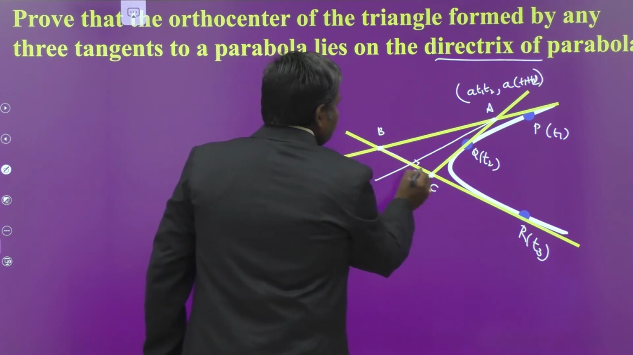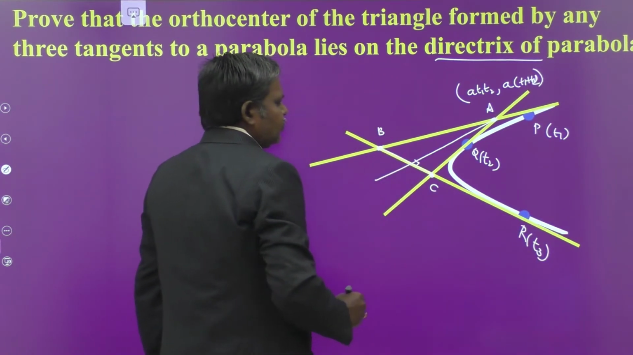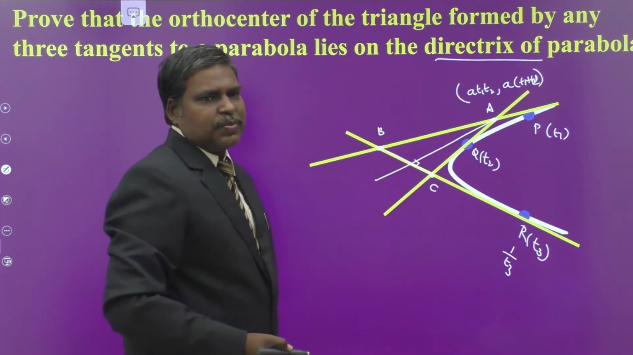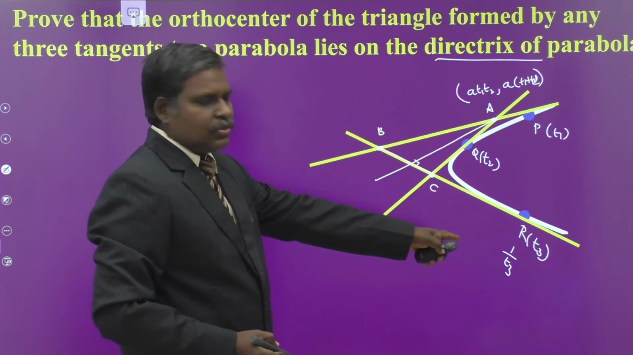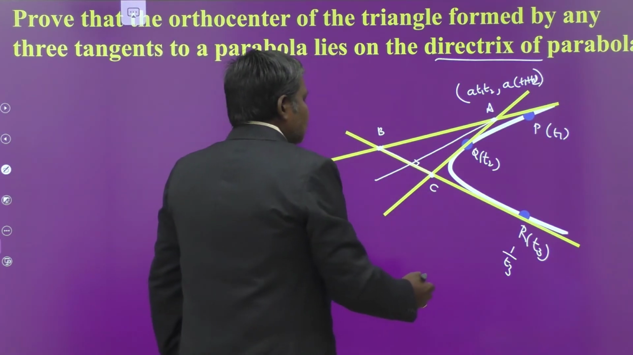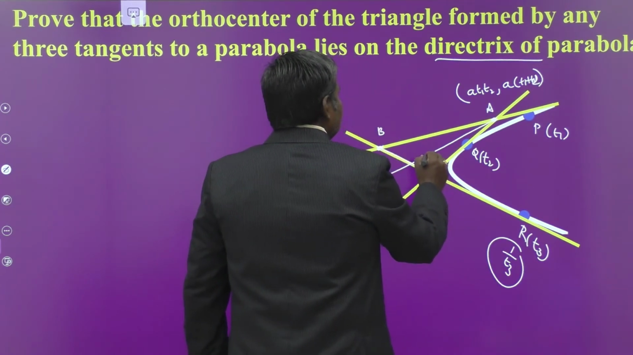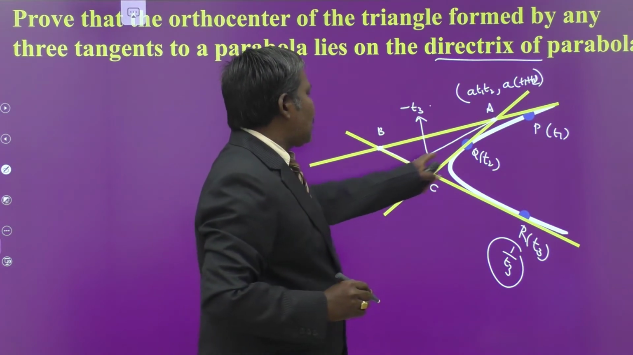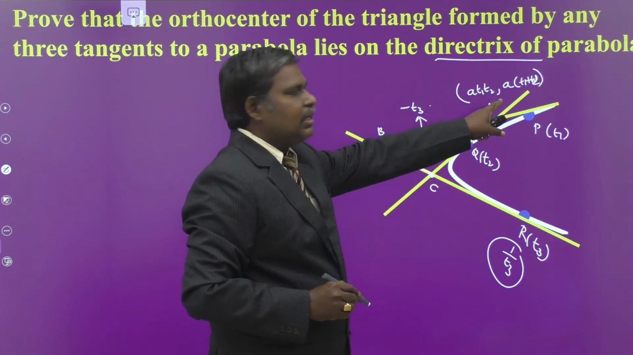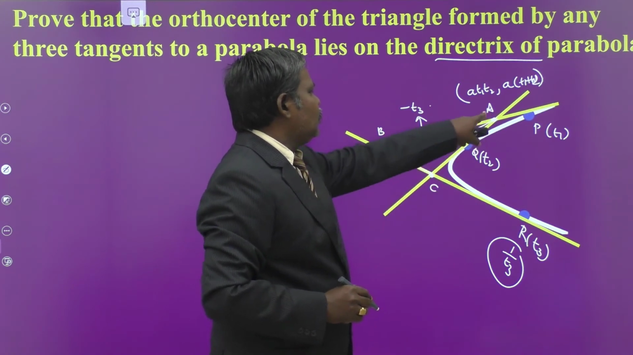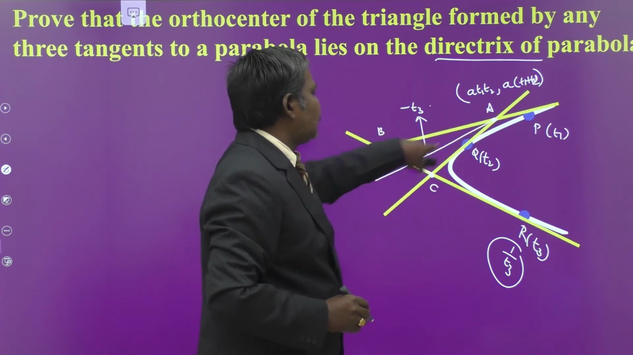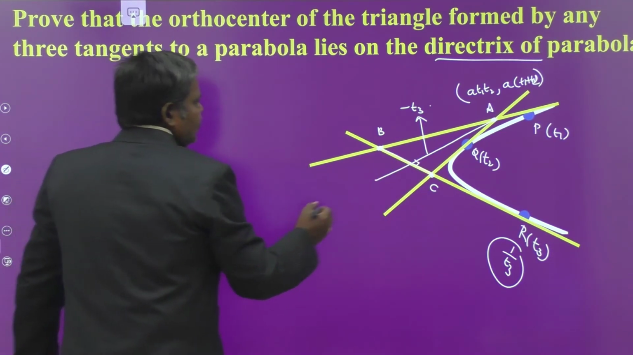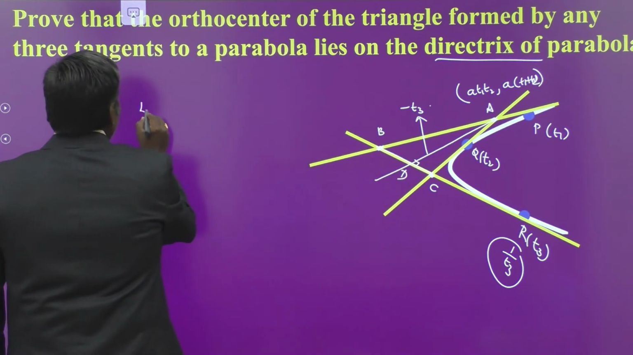Now, what is BC? Is it nothing but the tangent at R or not? So, what is the slope of the tangent at R? 1 by t3. Because y t3 equals x plus a t3 square. That is the tangent at R. So, what is the slope? 1 by t3. This 1 by t3 is the slope of this line. What is the perpendicular slope? Minus t3. So, we have the slope of the altitude and we know the vertex A of this triangle. You know the point on the line and you know the slope of the line. Can you write the equation or not? You can easily write the equation of the altitude, this is AD, the equation of AD.